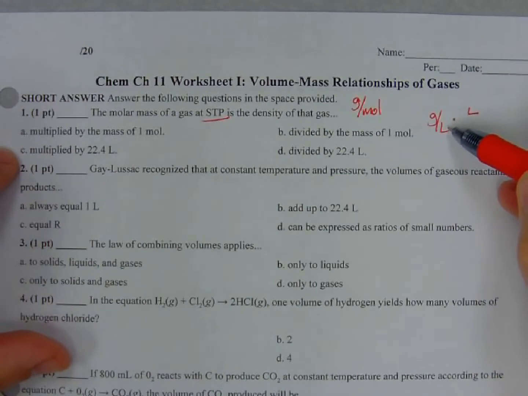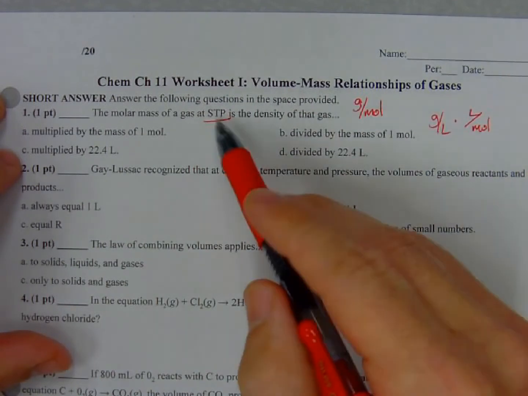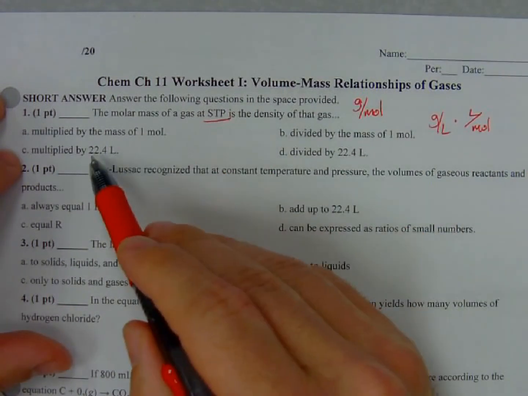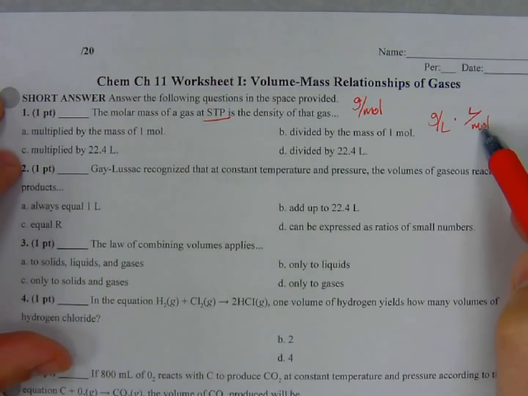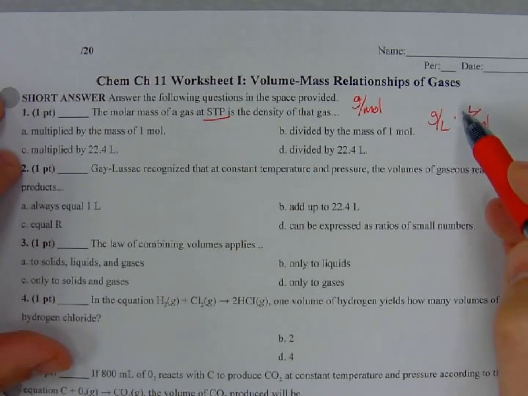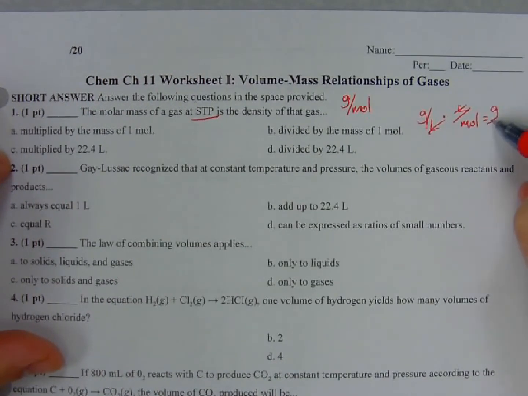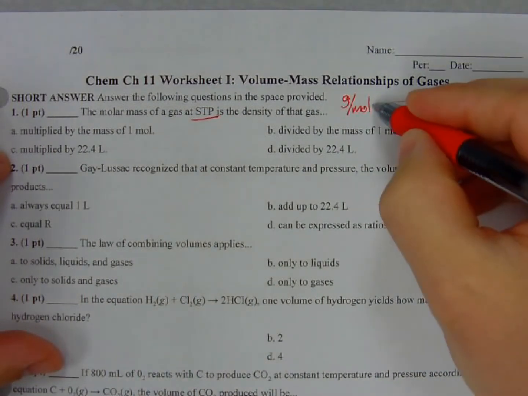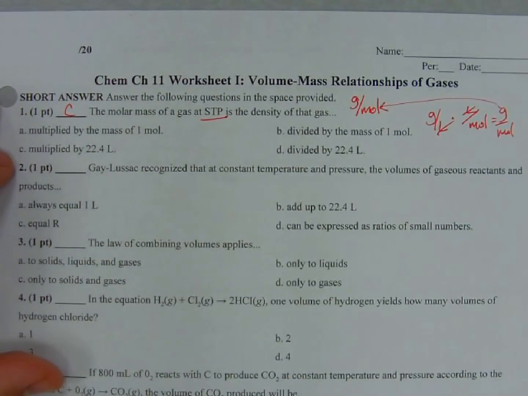And so when we look at C, we're multiplying by 22.4 liters per mole. All right, that's at standard temperature and pressure. 22.4 liters of a gas is 1 mole of a gas, right? Standard molar volume. So when we multiply these values, the liters cancel, and I'm left with grams over moles. Well, that's the unit that I was looking for, molar mass. So for number 1, the correct answer is C.